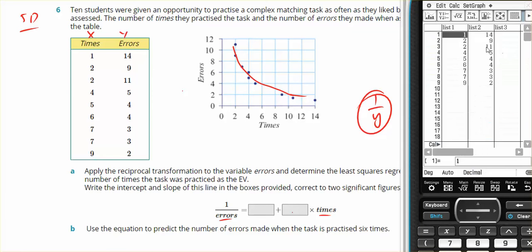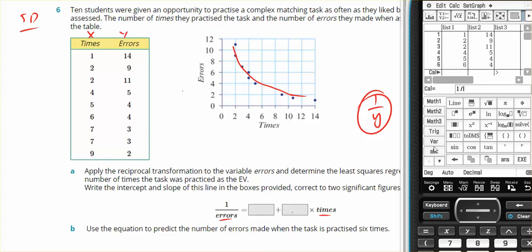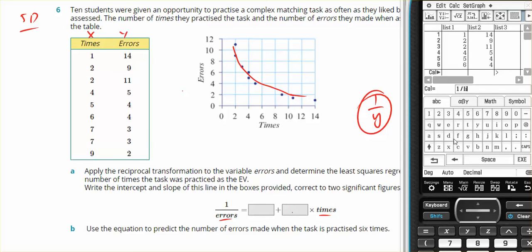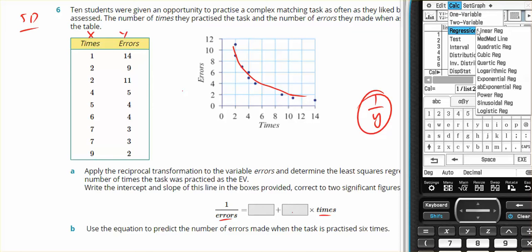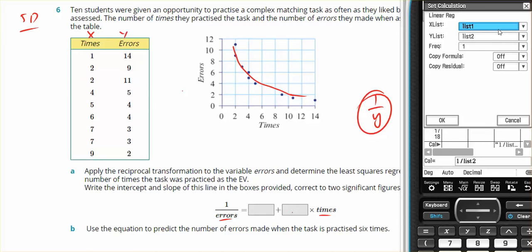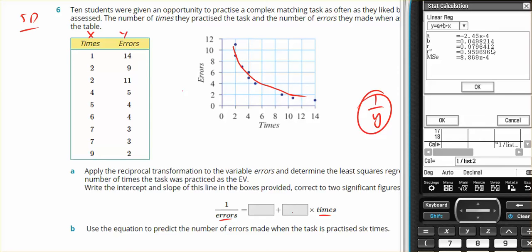And I already did this to save time. So what I'm going to do is reciprocate my y. My y data happens to be on list 2. So I'm going to go 1 divided by keyboard ABC list 2, and click enter, and I'm going to calculate my regression line. You've got to be careful what list you choose, because we didn't transform the x data, we only transformed the y data. So my y would be list 3. Click enter, and we get this interesting screen.